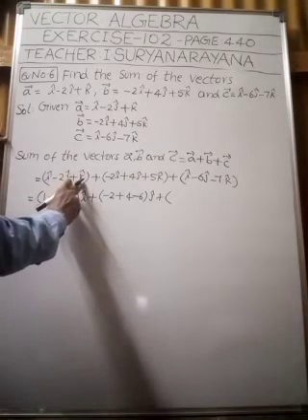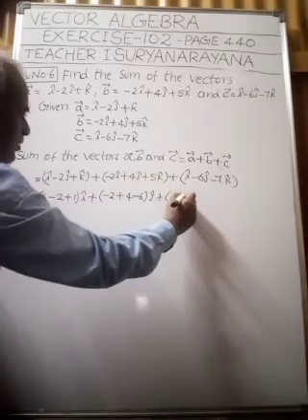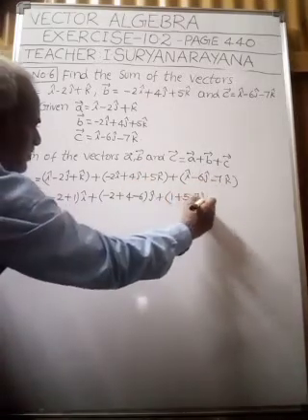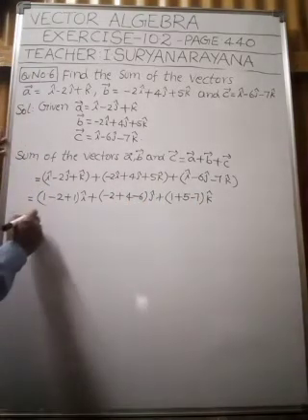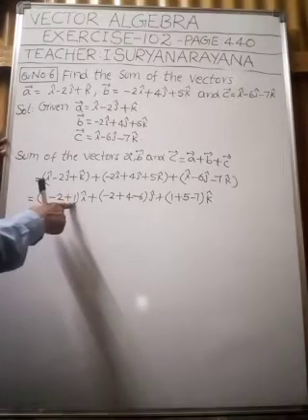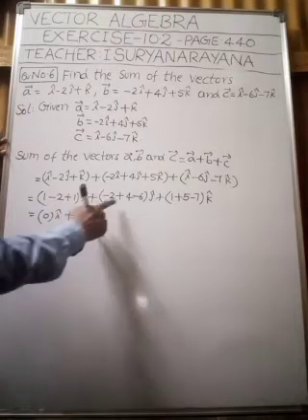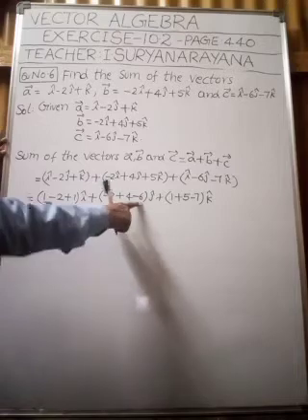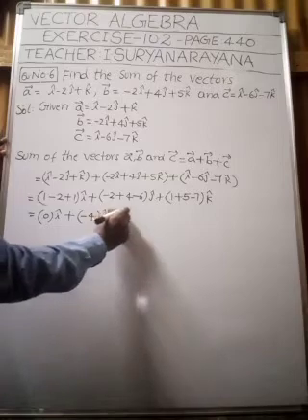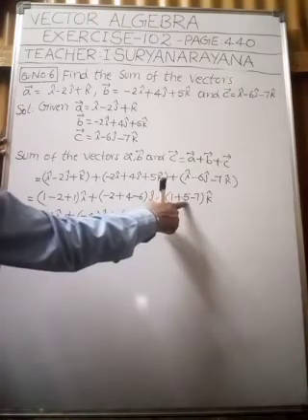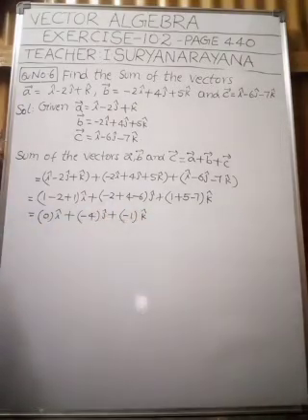Right. Similarly, we take the k cap coefficients: 1. Here the k cap coefficient is +5. Here the k cap coefficient is -7 into k cap. Understood this step, my children? Right. Now let us simplify here. 1 plus 1, 2 minus 2. What will we get? 0 into i cap. Plus what will we get? -2 minus 6 is -8, plus 4 minus 4. Yes or no, my children? Plus 1 plus 5, 6. 6 minus 7 is -1 k cap. Understood this step, my children?